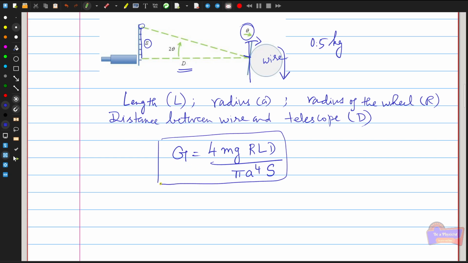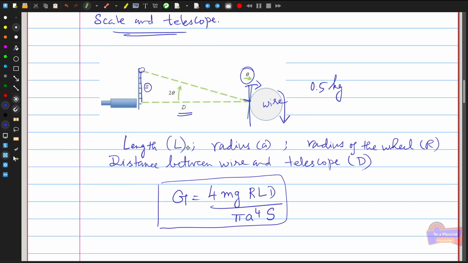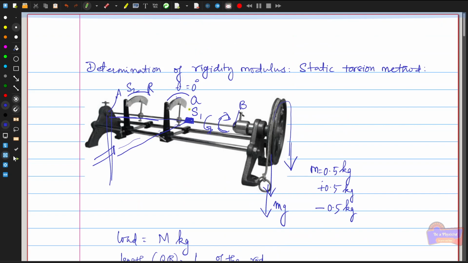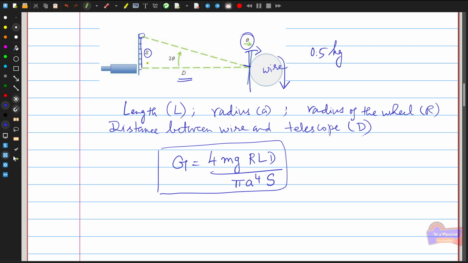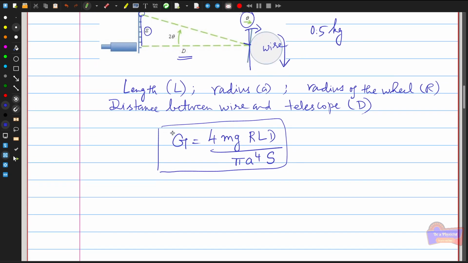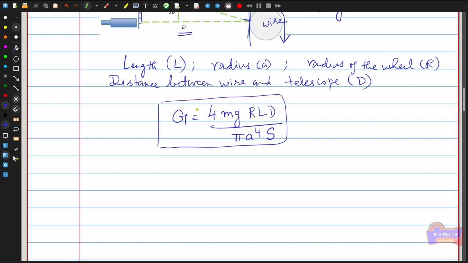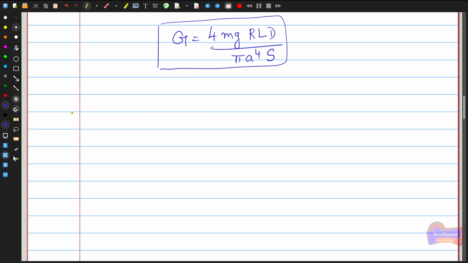The rigidity modulus calculated using this method is somewhat more accurate than the previous method, because here we are manually taking the readings from the scale. But if the twist is very small, then we cannot accurately find the angle in terms of radians, so we can use the telescope and meter scale method, which is somewhat more accurate than the previous method. Okay, fine. Now we are going to find out the work done in twisting the wire.